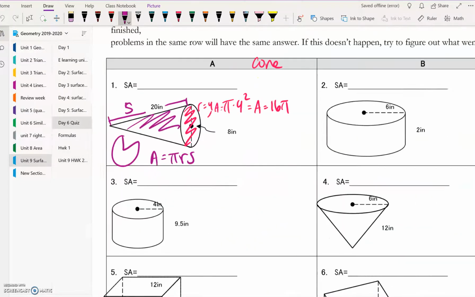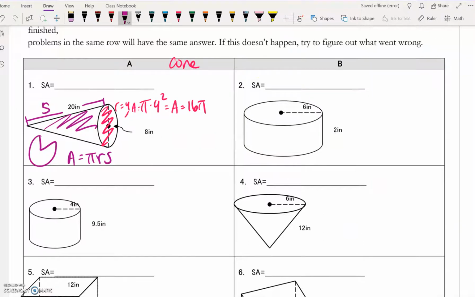Okay. Here we go. So pi times radius times slant height. It's going to be pi times radius times 20. Oops, I should have added the radius too. Pi times radius of 4 times 20. It's going to be 80 pi. Add these together, we're going to get 96 pi. I'll add in my units of inches squared.